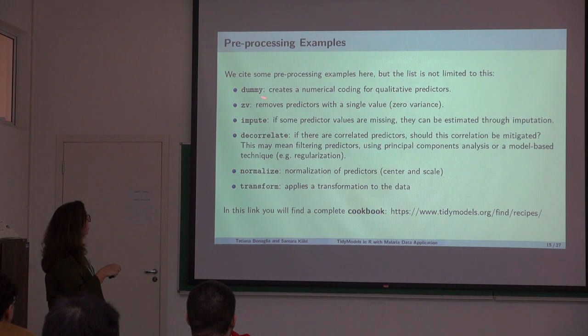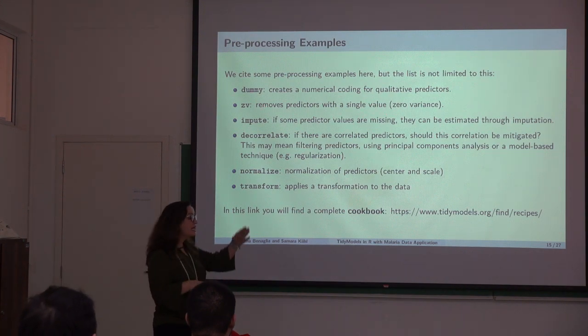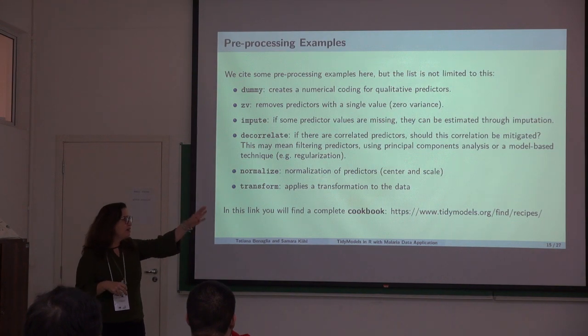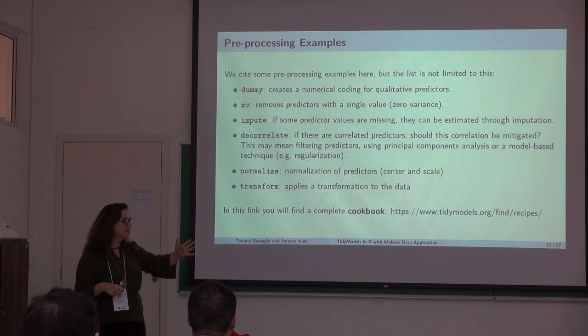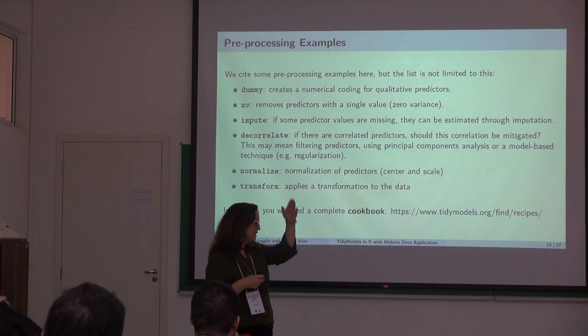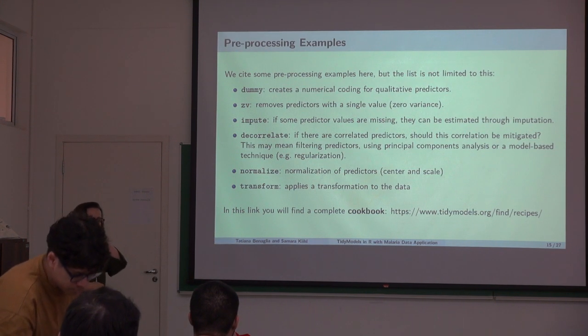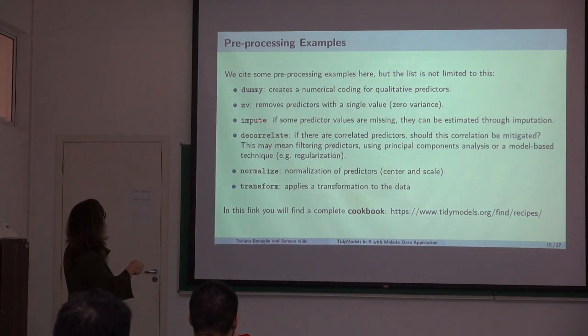Here are some that I already mentioned. Dummy creates variable coding for categorical predictors. ZV removes the predictors with a single value. For example, I'm checking the severity of malaria, and if everyone has fever, it doesn't discriminate whether it is severe or not. So I can exclude that predictor, and that's what this step does. Impute lets you impute some missing values.